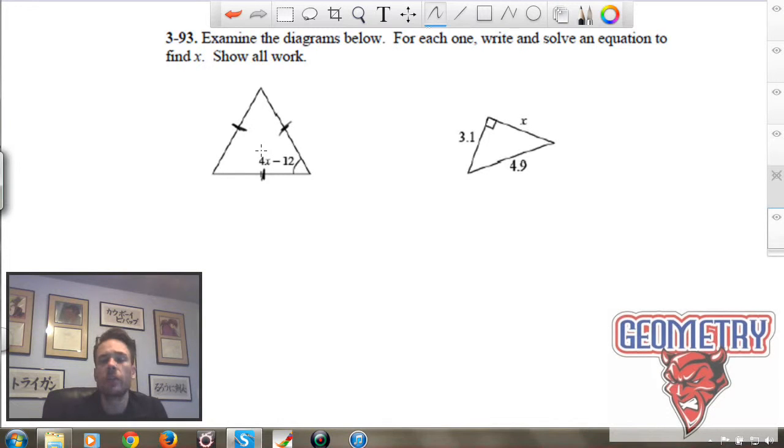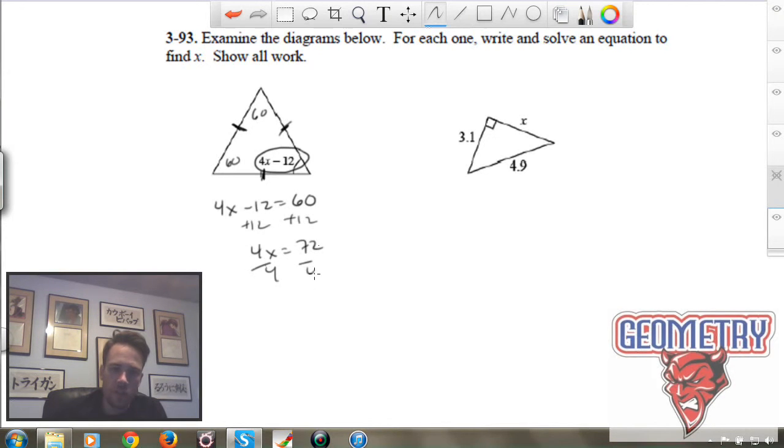Well, in an equilateral triangle, I know that every angle is 60 degrees, which means this has to be 60 degrees as well. So 4x minus 12 equals 60. So let's add 12 to both sides. 4x equals 72. Divide both sides by 4. See if 72 is divisible by 4. It sure is. That's 18. So x equals 18.